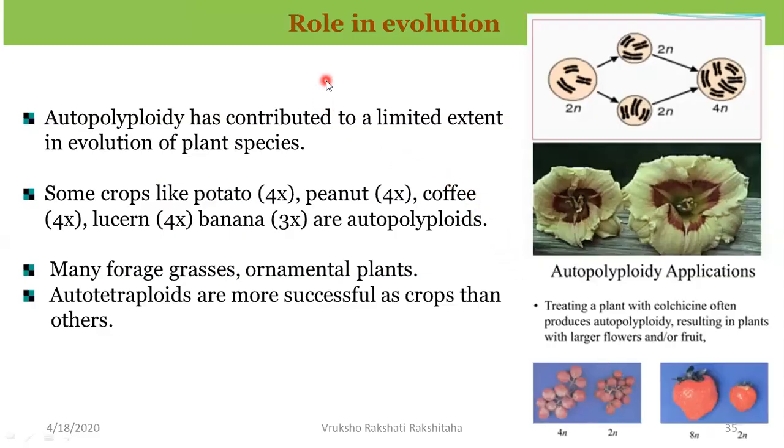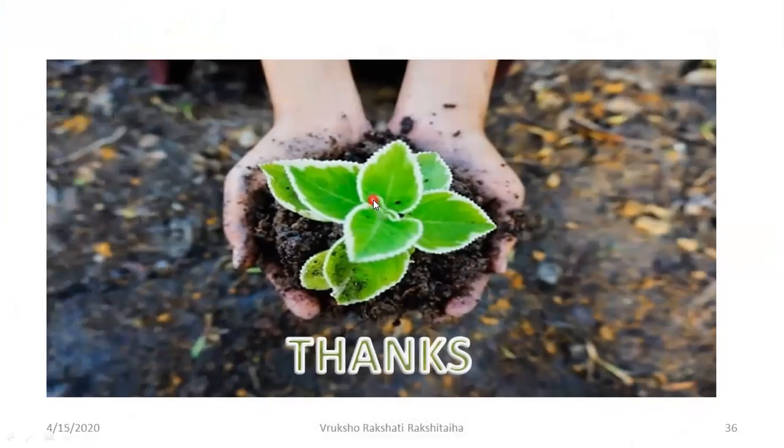Now, finally, let us see the role of autopolyploidy in evolution. This pic is of the lilies, which are also an example of autotetraploidy. Autopolyploidy has contributed to a very limited extent in the evolution of plant species. Some crops like potato, peanut, coffee, lucerne, banana are found to be autopolyploids. Many forage grasses and ornamental plants are also autopolyploids, and autotetraploids are found to be more successful as crops than others. Well, students, thanks for your attention.